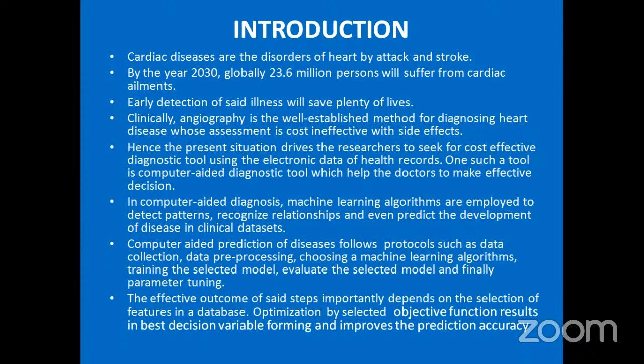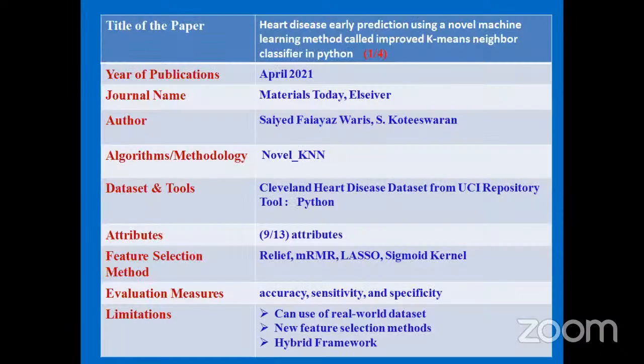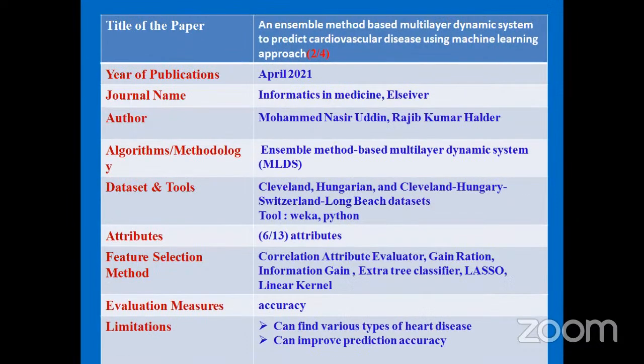The next one is the introduction. Early detection of illness will save plenty of lives. In computer aided diagnosis, researchers seek cost effective diagnostic tools in the analysis of human issues. They are expecting a cost effective method without side effects. In computer aided diagnosis, machine learning algorithms are employed to detect patterns, recognize relationships, and even predict the development of disease. The effective outcome importantly depends on the particular features. I have 14 features, and I'm retrieving 6 using feature selection methods.